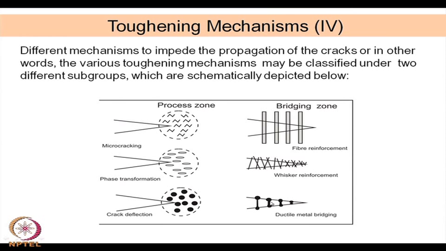Metals can also be used in some of the ceramic composites, particularly an extensive use of metals has been in refractory. Okay. In refractory, metal fibers have been used extensively for reinforcement. So, these are the major mechanisms of toughening.